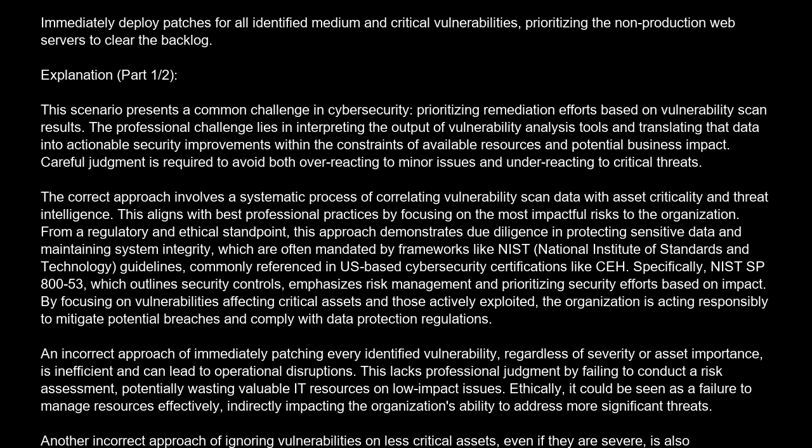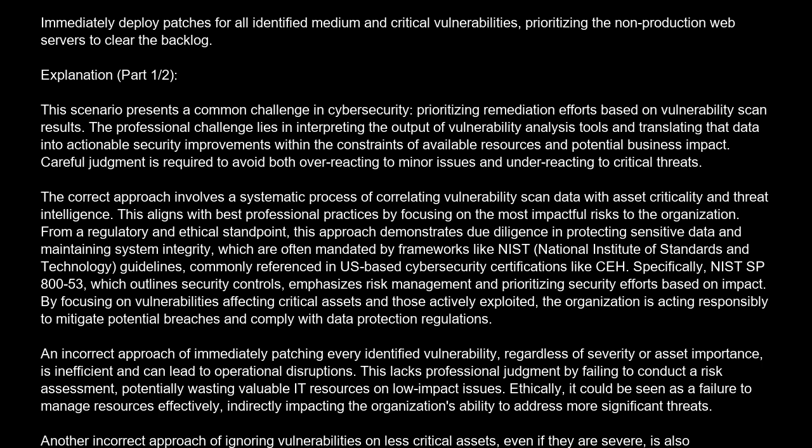By focusing on vulnerabilities affecting critical assets and those actively exploited, the organization is acting responsibly to mitigate potential breaches and comply with data protection regulations. An incorrect approach of immediately patching every identified vulnerability, regardless of severity or asset importance, is inefficient and can lead to operational disruptions. This lacks professional judgment by failing to conduct a risk assessment, potentially wasting valuable IT resources on low-impact issues. Ethically, it could be seen as a failure to manage resources effectively, indirectly impacting the organization's ability to address more significant threats.